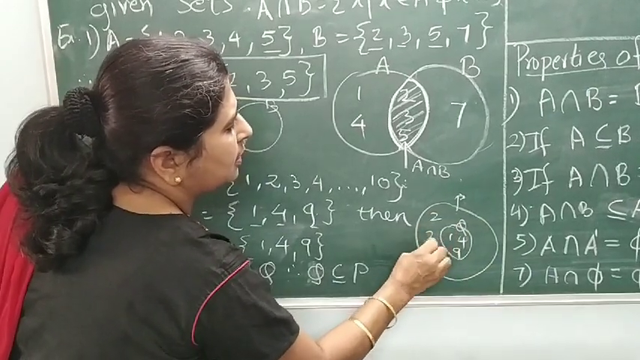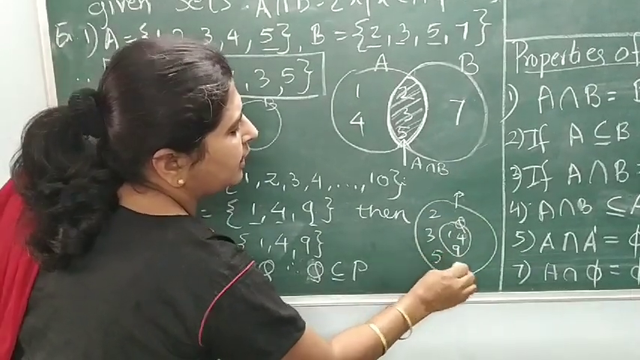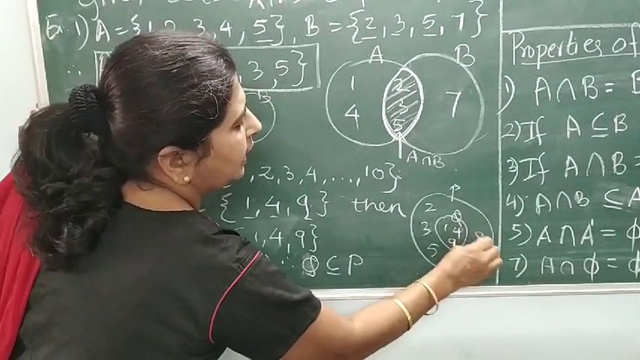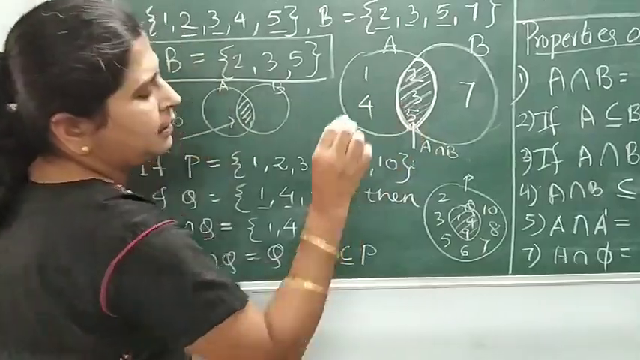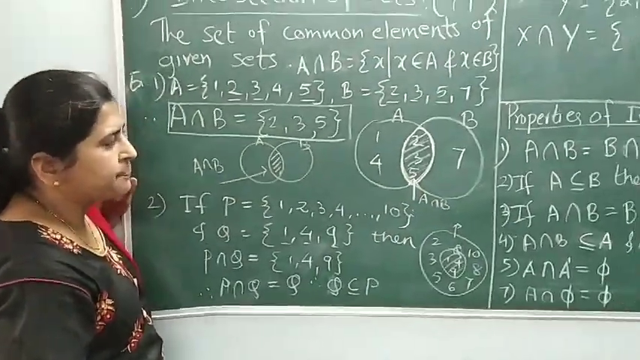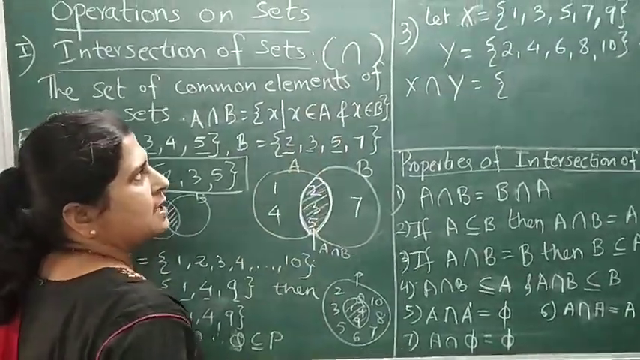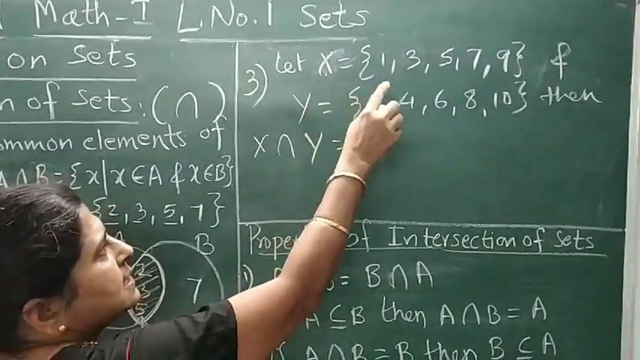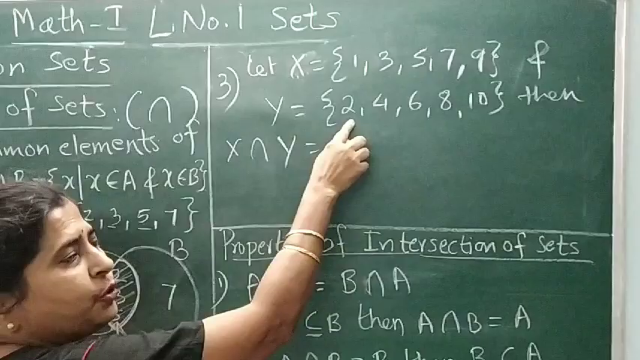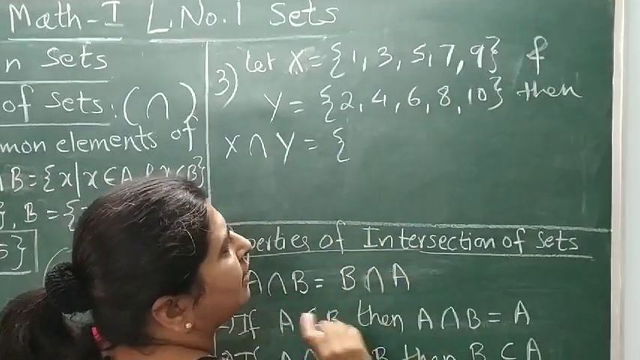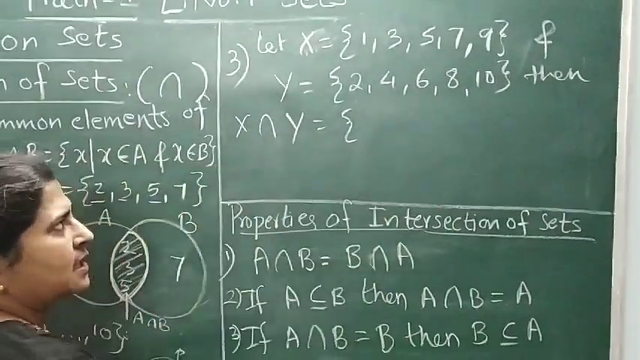That is 2, 3, 4 we have, 5, 6, 7, 8, 9 we have here, and 10. And this is our intersection part. Okay. Now let's take the third example. Let set X be a set of 1, 3, 5, 7, 9 and set Y be a set of 2, 4, 6, 8, 10. Then what is X intersection Y?